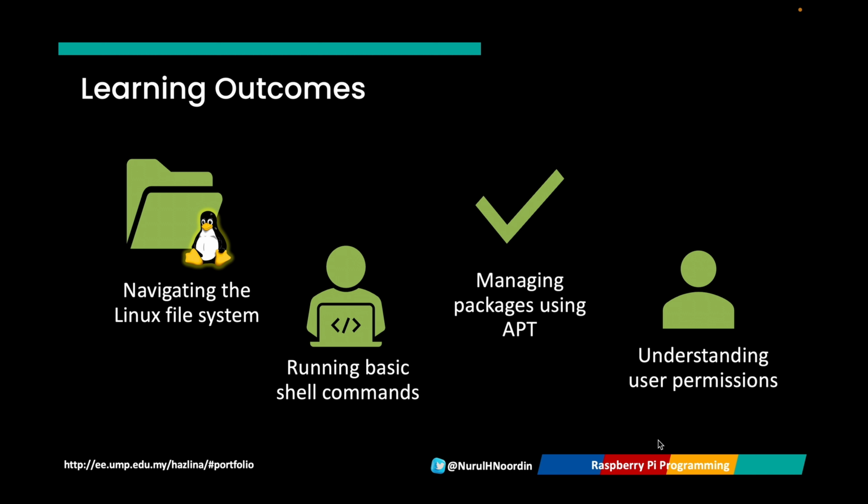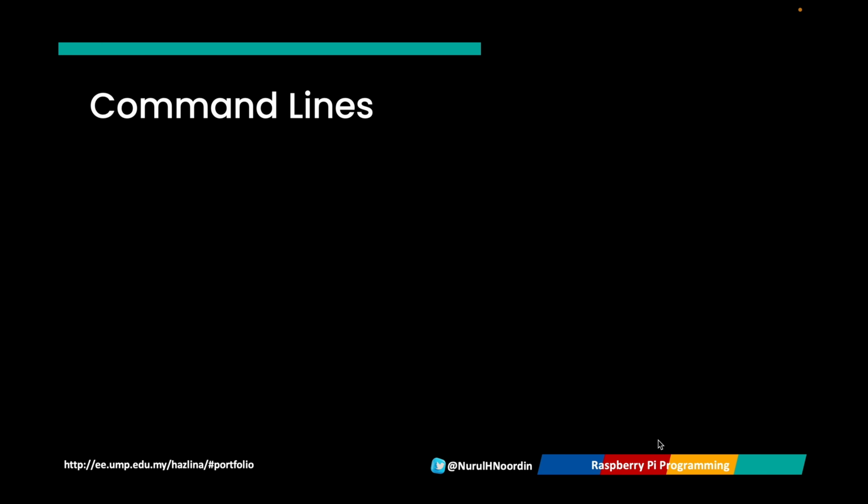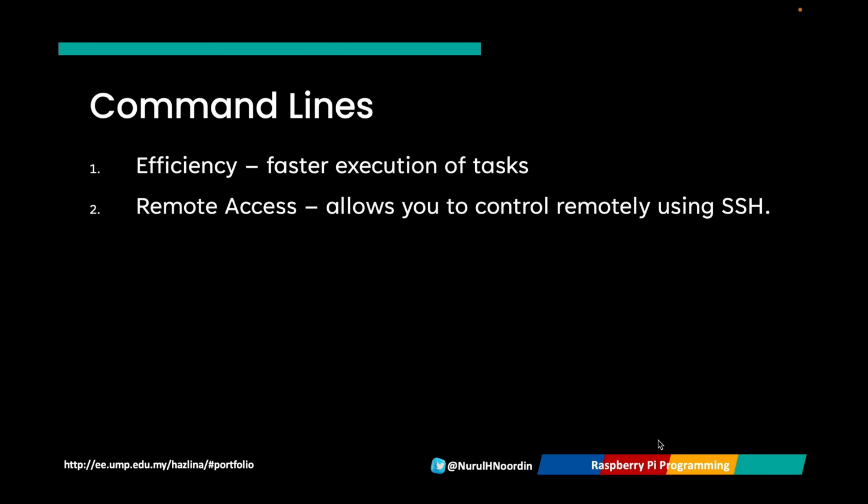Let's start. The command line interface, or CLI, plays an important role in programming. But why is it so important? Firstly is efficiency. The command line allows for faster execution of tasks compared to the graphical user interface. Secondly is remote access. Many Raspberry Pi setups operate without a monitor, making remote control essential. With CLI, you can connect to your device using SSH, allowing full control from elsewhere.